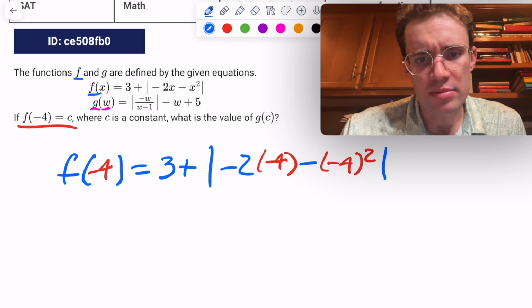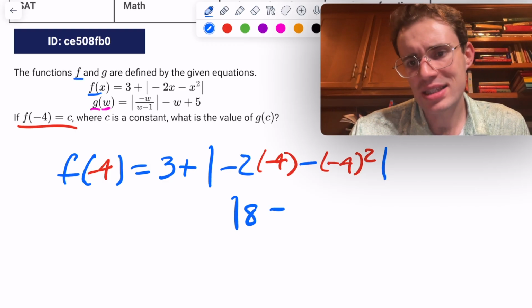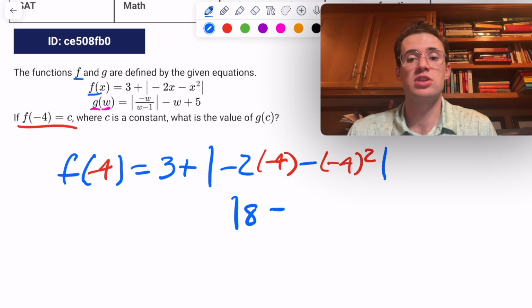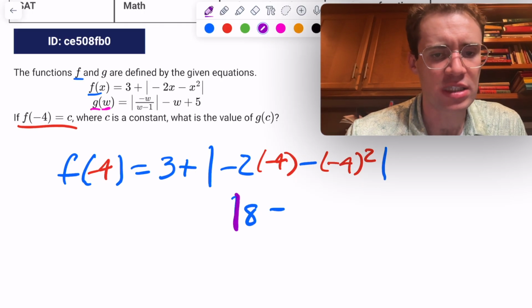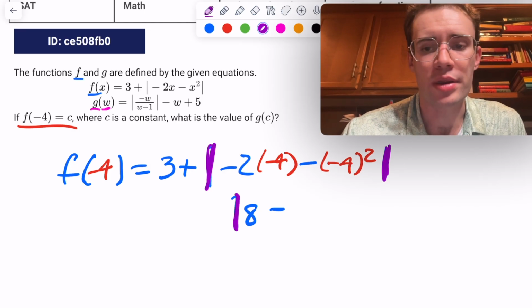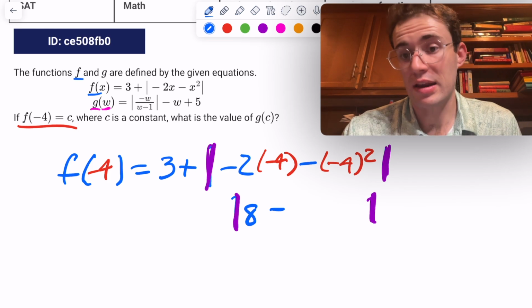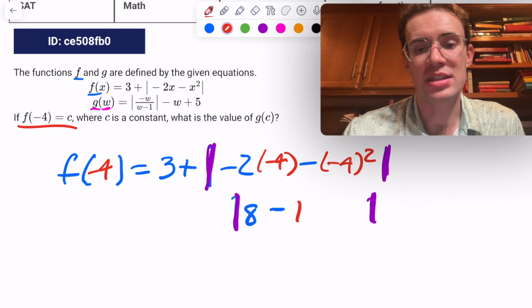First, let's do -2 times -4, which gives us 8. So absolute value of 8 minus -4 squared. Even if it's a negative number squared, negative times a negative makes a positive, so it will be positive. So it's 8 minus 16. Let me do the absolute value signs in purple so that they don't look like ones. We get -2 times -4, negative times a negative is positive, so it's positive 8 minus -4 squared, which is 16.